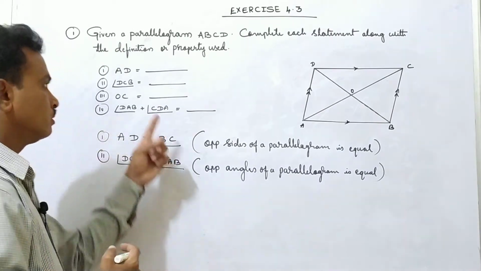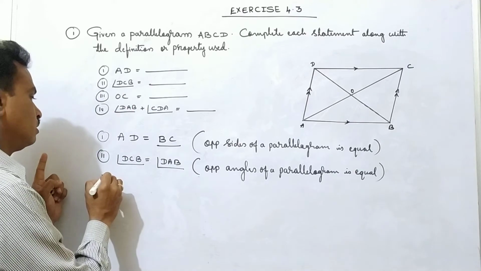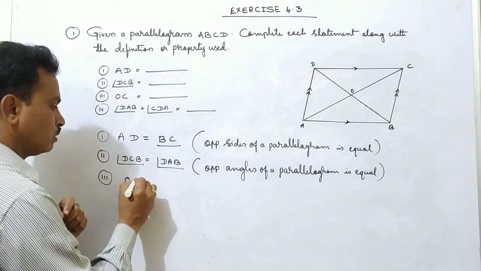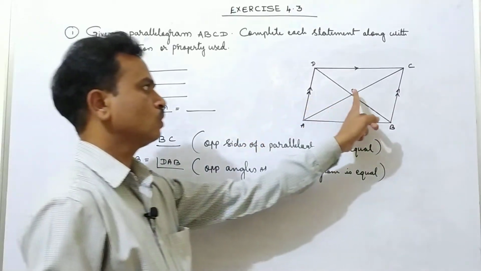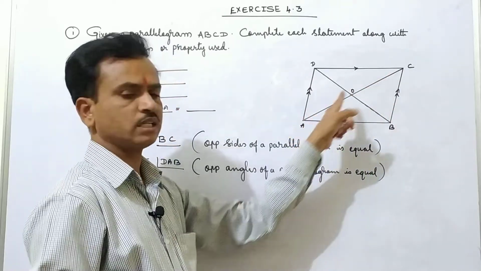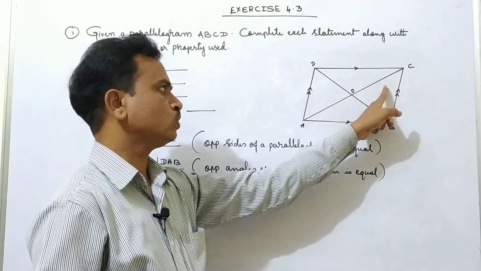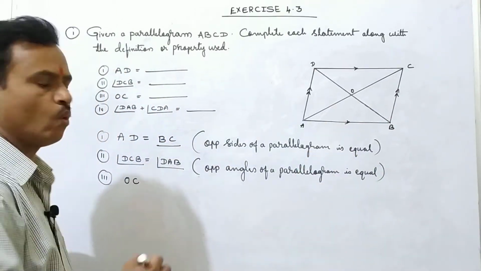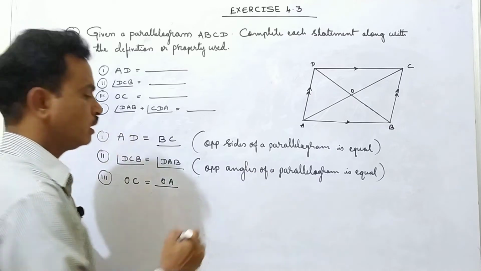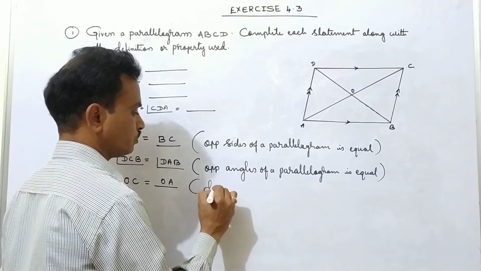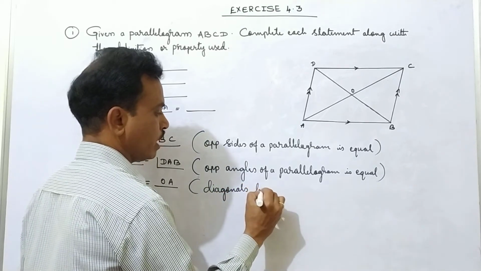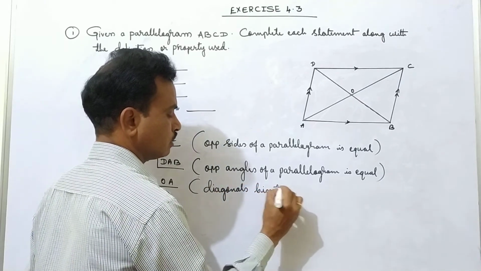So next come to the third point. What is the third point here? OC. Now see in this diagram, OC, this is a diagonal. Diagonals bisect each other. So here OC is equal to OA. Okay, diagonals bisect each other.